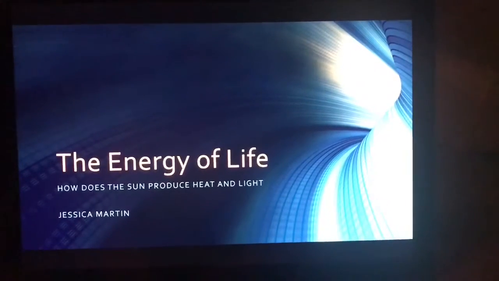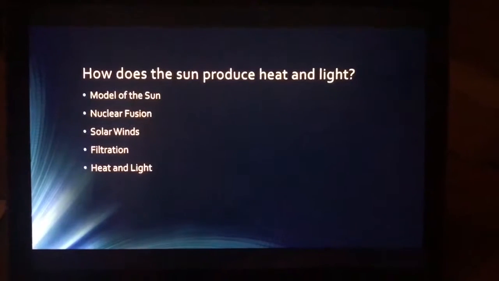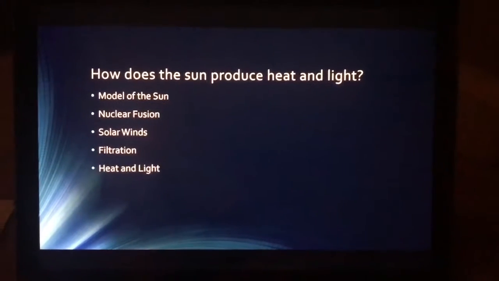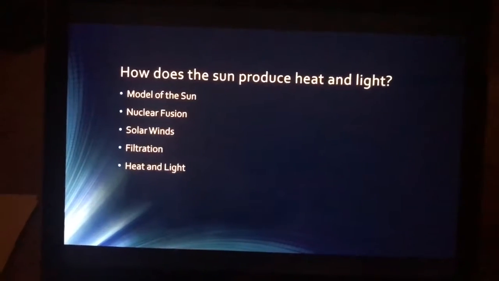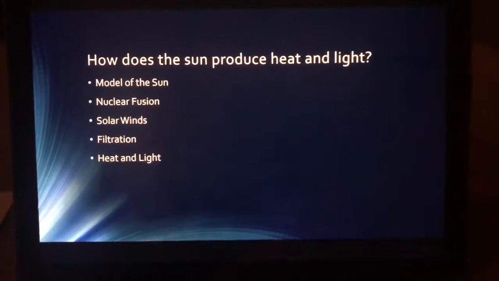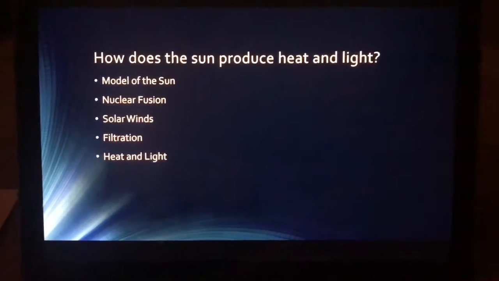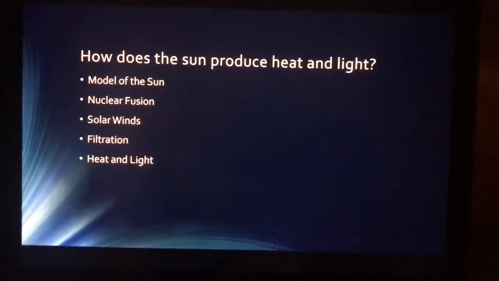The energy of life. How does the sun produce heat and light? To find the answer to this question, we're going to look through some of these key points. We're first going to look at the model of the sun. Then we're going to check out nuclear fusion, some solar winds, filtration, and heat and light.